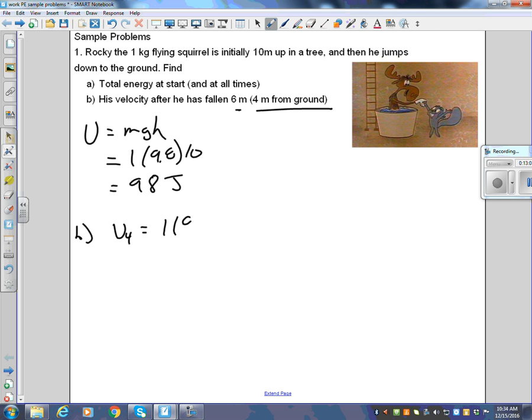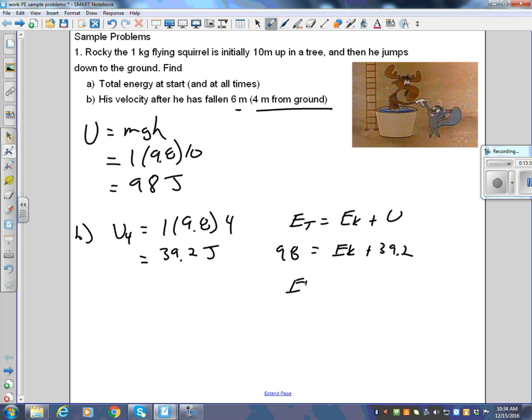1 kilogram times 9.8 times the height of 4. 9.8 times 4, 39.2. So if he has 39.2 joules of potential energy, then how much kinetic does he have? Ek plus U, I guess. So 98 is equal to the Ek plus 39.2. So he has 98 minus 39.2 joules.